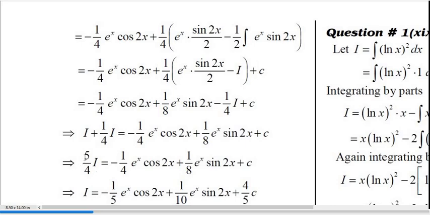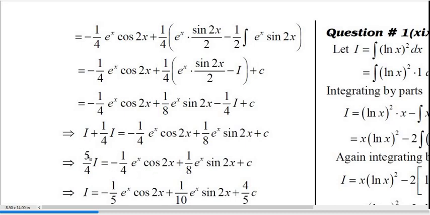Okay, now this 5 is multiplying, then dividing, when we want to find the value of I. For this we cancel this 5 and 4. Dividing the whole function on both sides by 5, this 5 and that 5 cancel out, and multiplying both sides by 4, this 4 and that 4 cancel out. We get I equal to minus 1 by 5 e power x cos 2x plus 1 by 4 and 2 times 4 is 8, and 8 times 5 is 40.